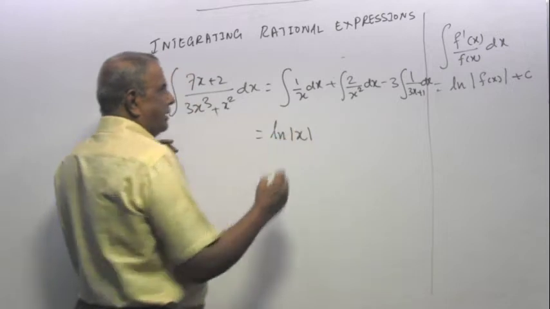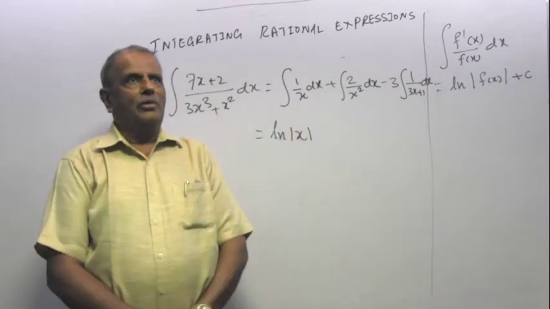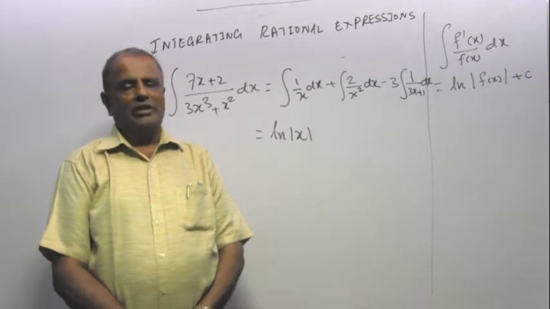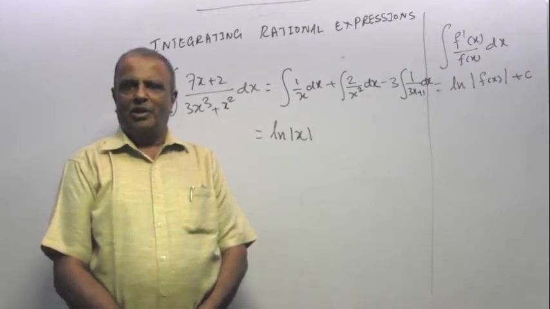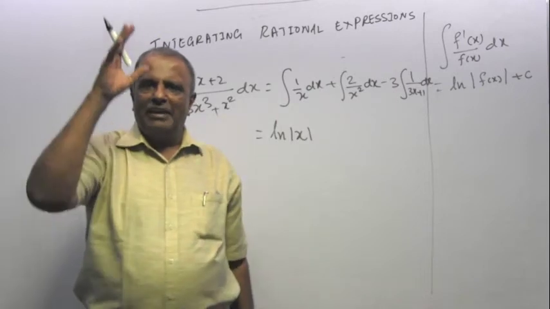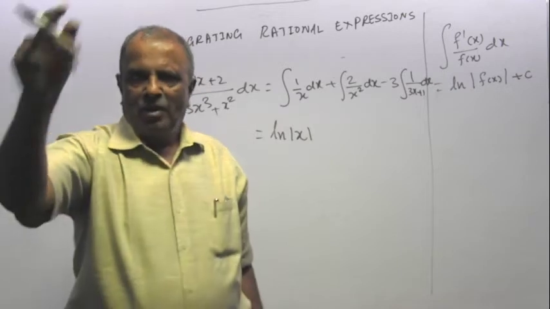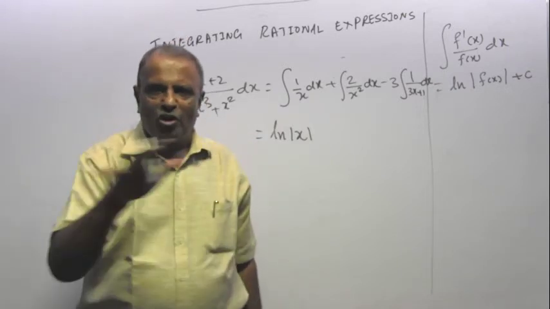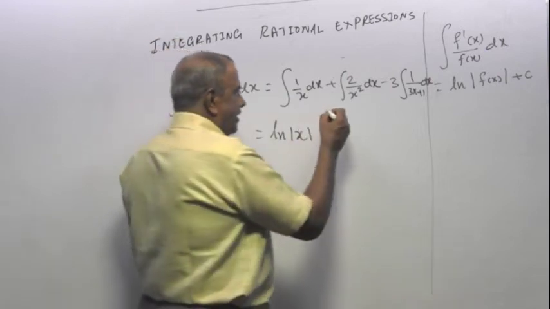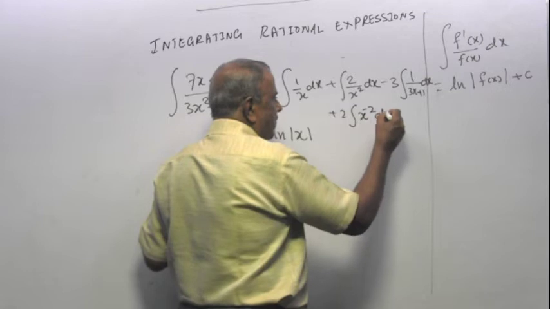Now, ladies and gentlemen, this is again something I have come across. So 1 over x gives you ln x. So 1 over x squared gives you ln x squared. It's only when the power of the denominator is 1. 1 over x is ln. 1 over x squared is not ln. So this actually is 2 integral x power minus 2 dx.